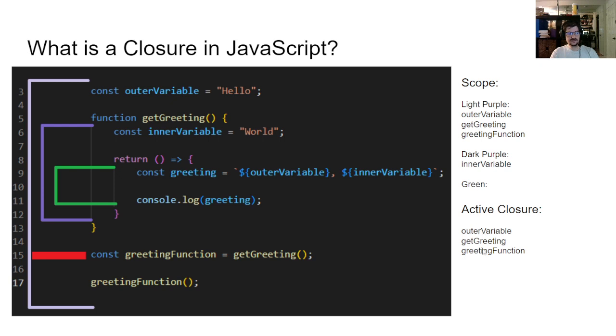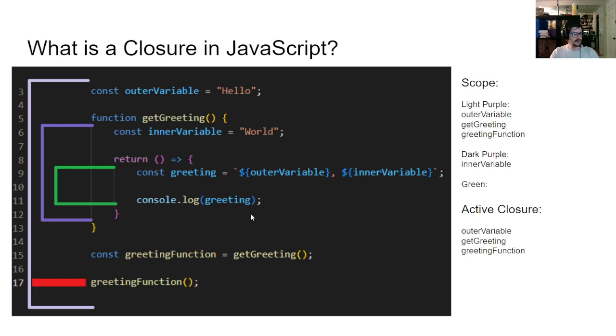The active closure no longer has inner variable. Inner variable has gone out of scope. Why? Because we're back up to the top level now. We're executing line 15, and inner variable was only valid in lines 6 through 12. That's the only place that inner variable can actually be referenced, so we can't reference it anymore on line 15. That's the scope. We've said it's gone out of scope because we've shifted.